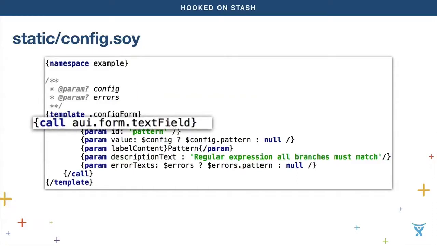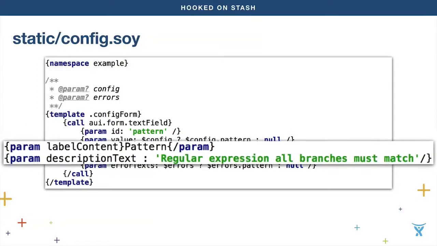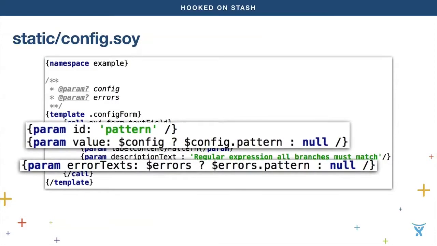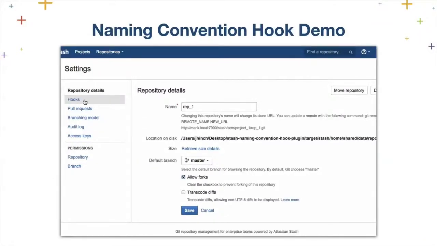We're just calling into a stock standard text field, which makes the form feel like other parts of Stash. We're giving it a little bit of metadata, a label and description. And we're applying an ID, so the string in that ID corresponds to the same one that we're using in our Java class. And then we're getting the error and value out of the parameters that were passed and passing it into our template.